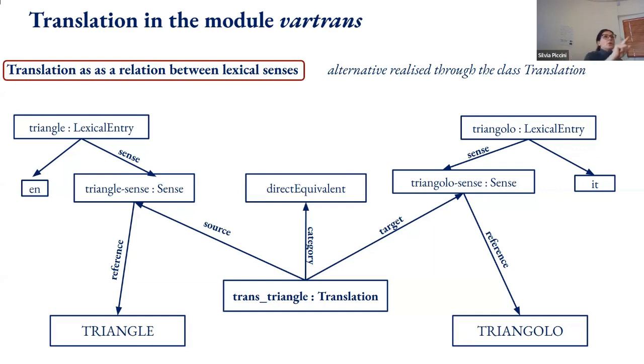Yeah, you can use the relation that links, for example, triangle sense and triangle. If you want to use this reification, it is just because you want to say something about this translation, for example, that it is perfect, there is a degree of reliability, etc. So you want to attach more information, so you have to transform a relation, because you cannot attach any information to an object property.